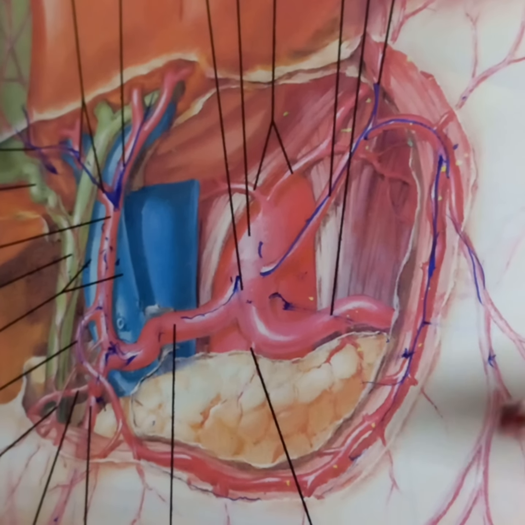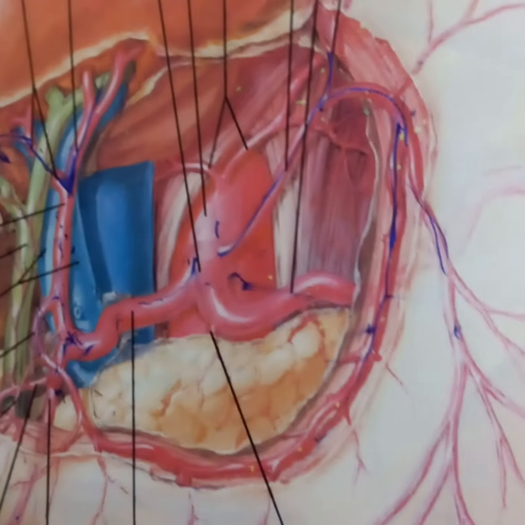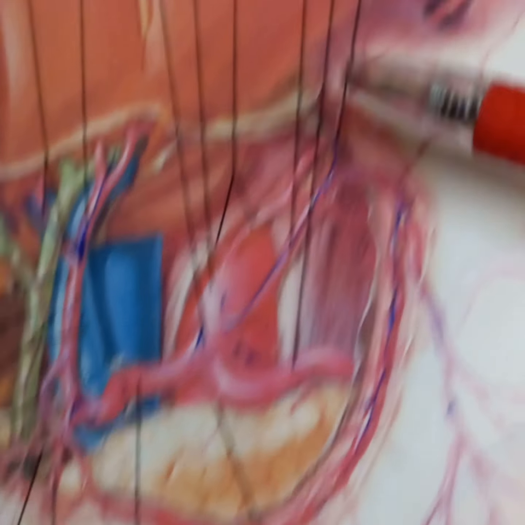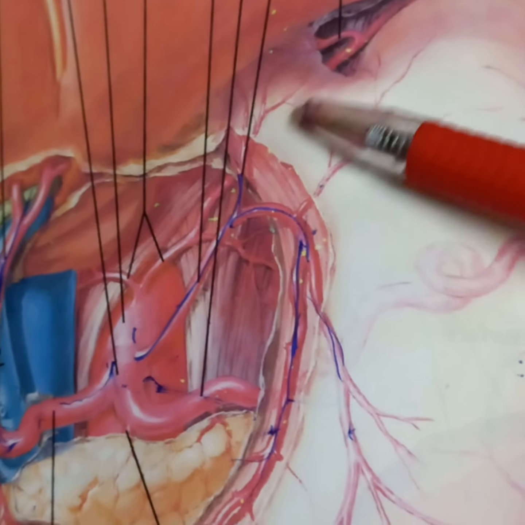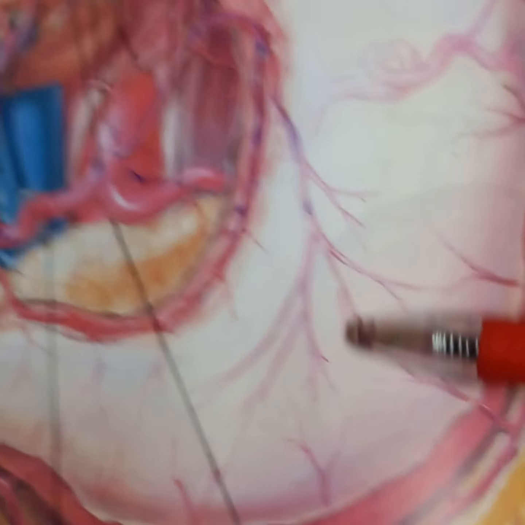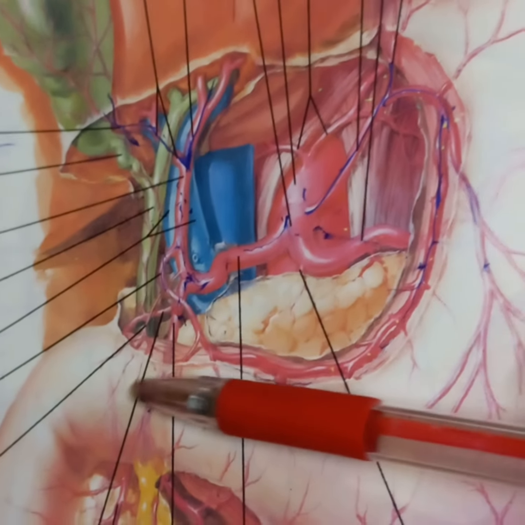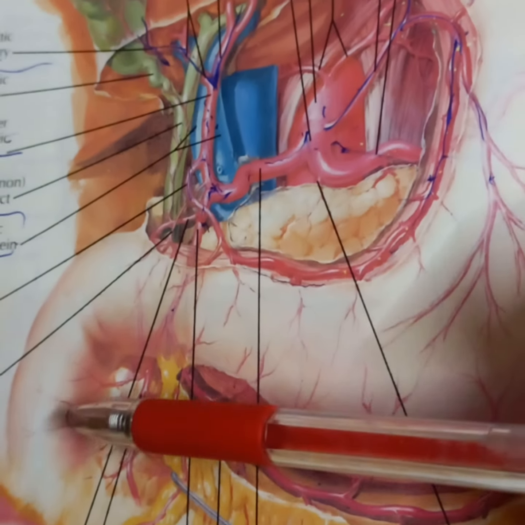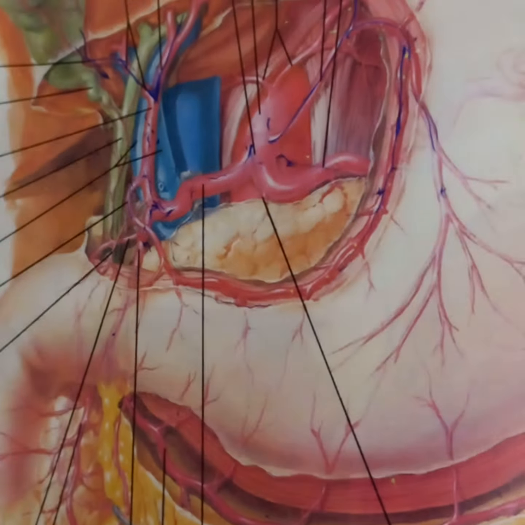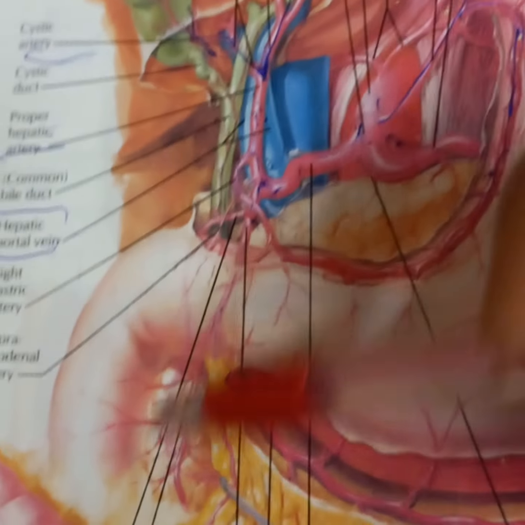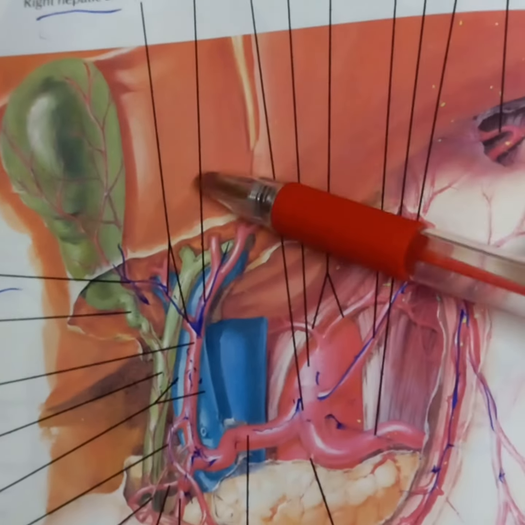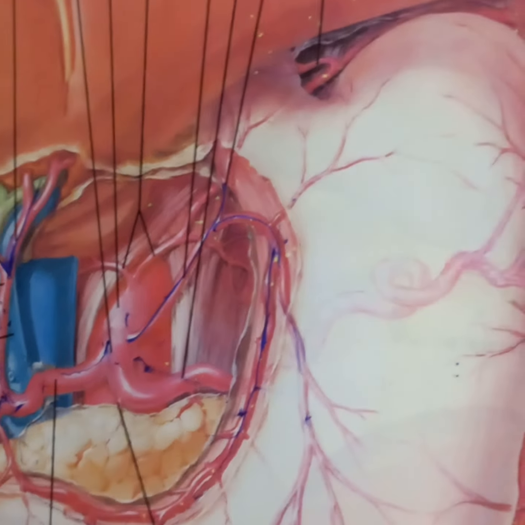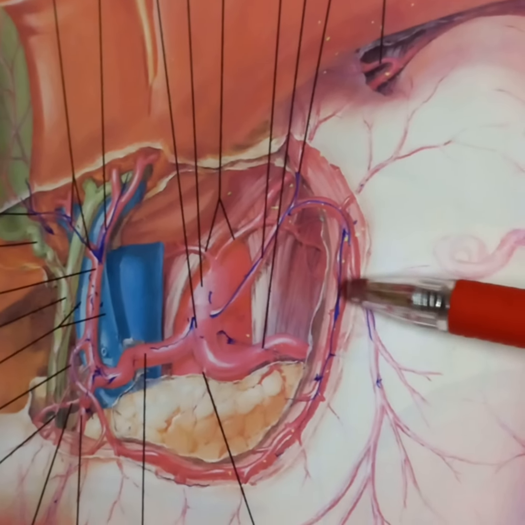Let's go with the celiac trunk. Celiac trunk is the artery to the foregut. Foregut includes the abdominal part of the esophagus, then the stomach, and then the duodenum up to the opening of the major duodenal papilla in the bile duct in the second part of the duodenum, and also the derivatives liver, gallbladder, and pancreas. These are all the derivatives of the foregut.